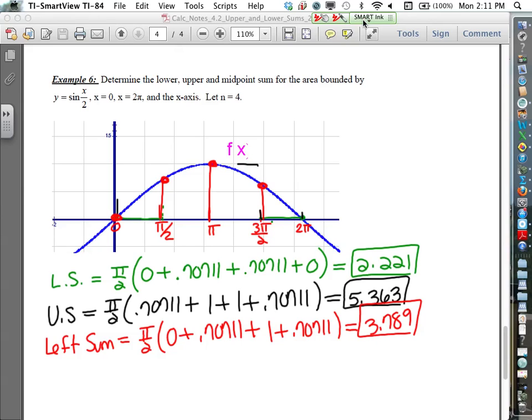3.789. What do you think the right sum is going to be? Yeah, it's actually the same thing as the left sum this time. You can try it. 3.789.